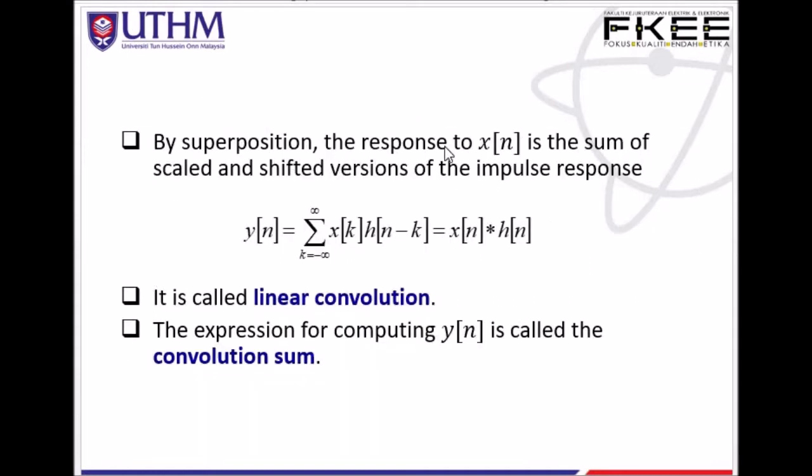By superposition, the response of x[n], which is y[n], is the sum of the scale and the shifted version of the impulse response. It's the same as just now: the summation of x[k] h[n minus k], or x[n] convolved with h[n]. This is the symbol of convolution. This one we call a linear convolution, and the expression for computing y[n] we name the convolution sum.